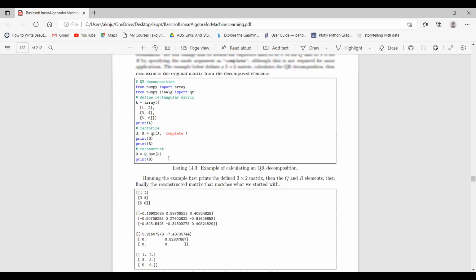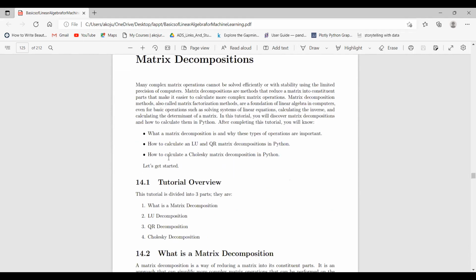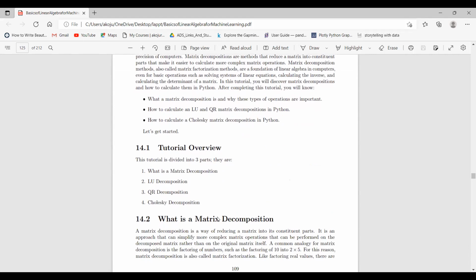So for that purpose, we will go for the use of this concept, that is matrix decomposition. Many complex matrix operations cannot be solved efficiently or with stability using the limited precision of computers. So matrix decompositions are methods that reduce a matrix into constituent parts that make it easier to calculate more complex matrix operations. As I said, matrix decomposition is to do the matrix operation easily.